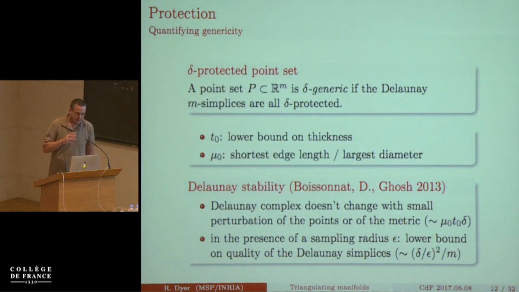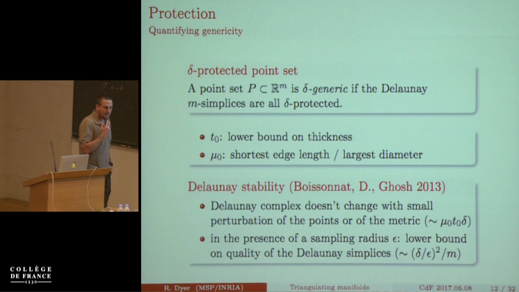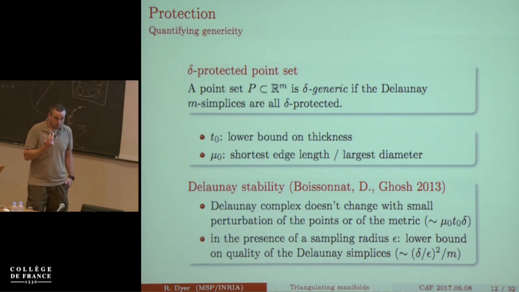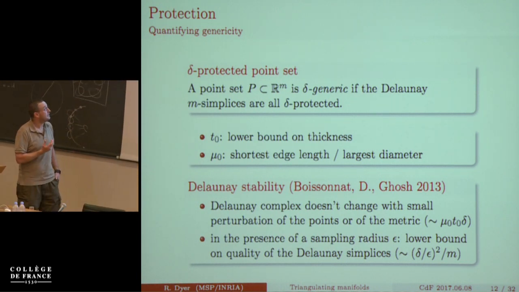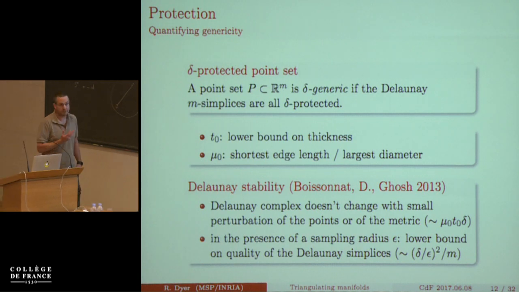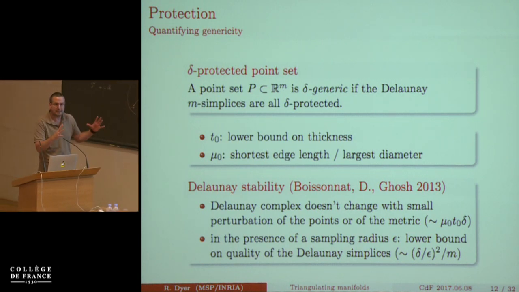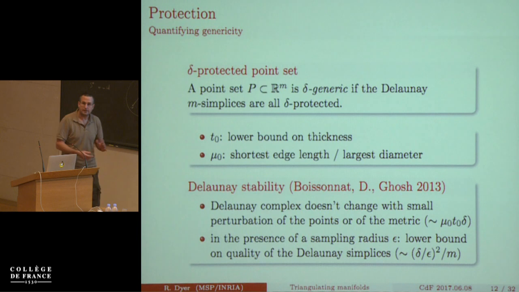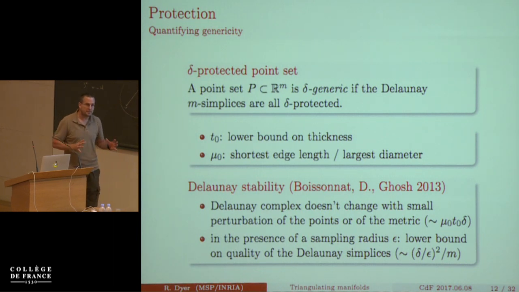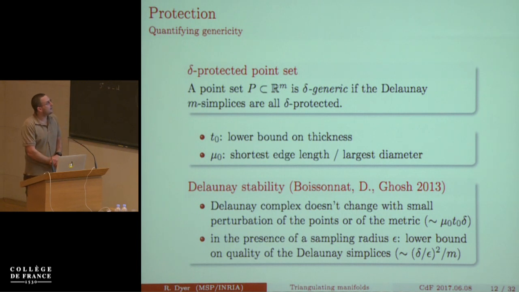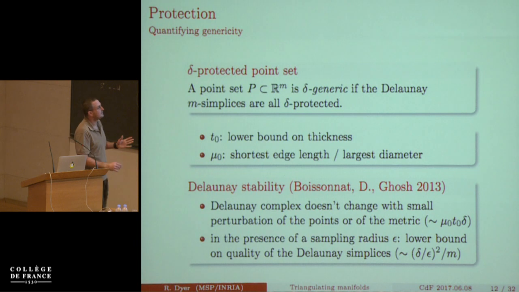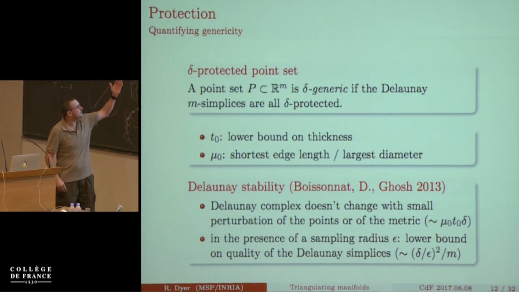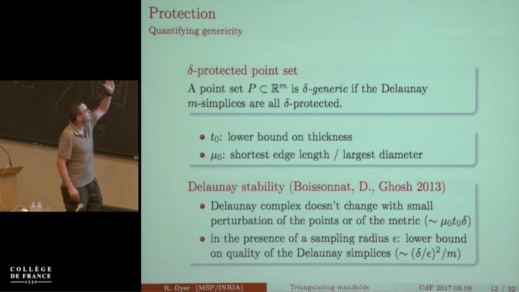And so if you can arrange to have all the simplices in your Delaunay complex be delta protected, I like to say that is a delta generic configuration. We've parameterized the genericity a bit. Then you get some nice things happening. You've got the stability results. So we introduce a couple of parameters.